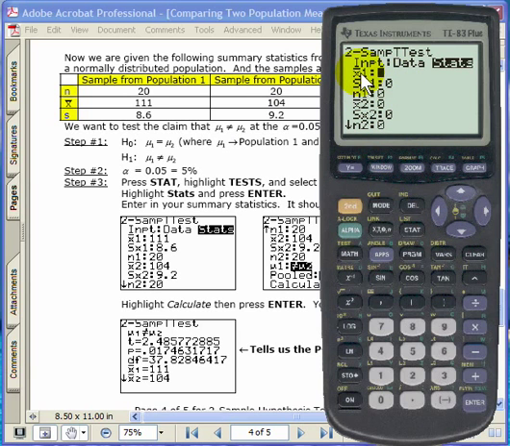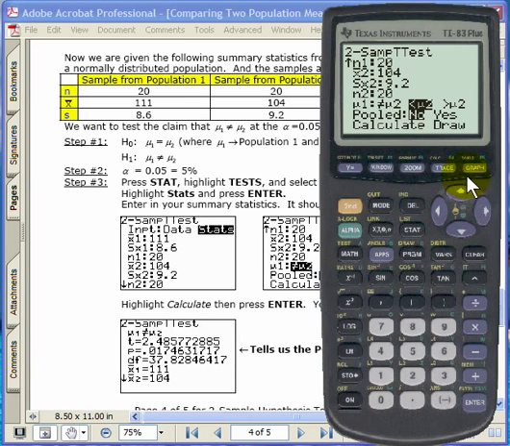So the mean from sample 1, that's our 111. The sample standard deviation from sample 1 is the 8.6. The sample size of sample 1 is 20. The sample mean from sample 2 is the 104. The sample standard deviation from sample 2 is the 9.2. And the sample size for sample 2 is 20.